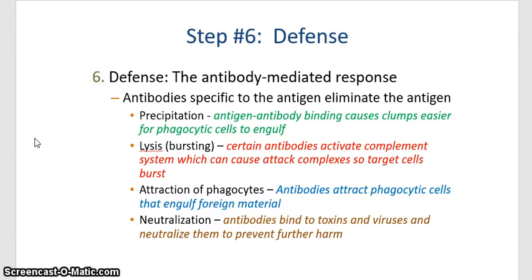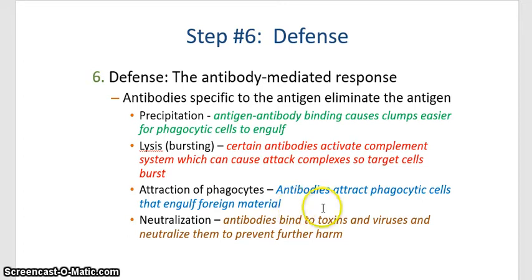They can also do lysis. So the antibodies can activate the complement proteins that can then form attack complexes so that the target cells will then burst open and die before reproducing that particular pathogen, like if it's a virus that is replicating within that cell. They can also attract phagocytes by marking them.